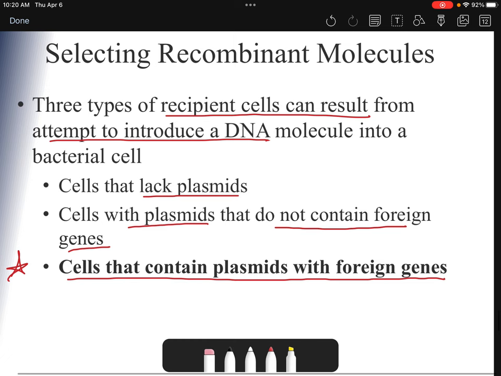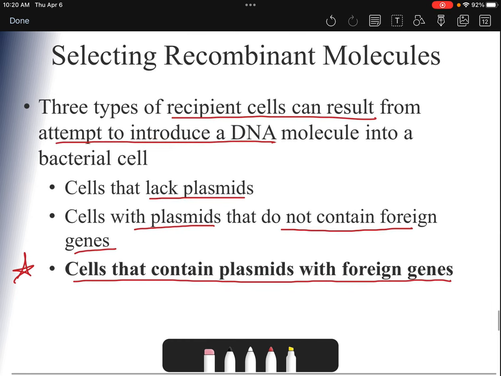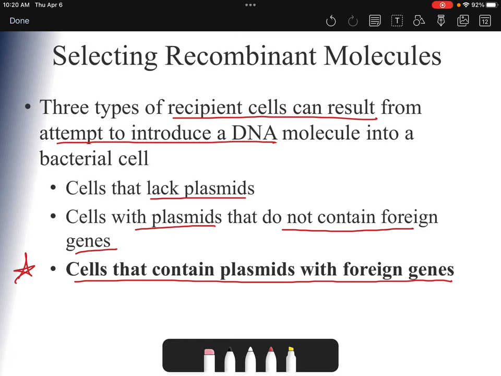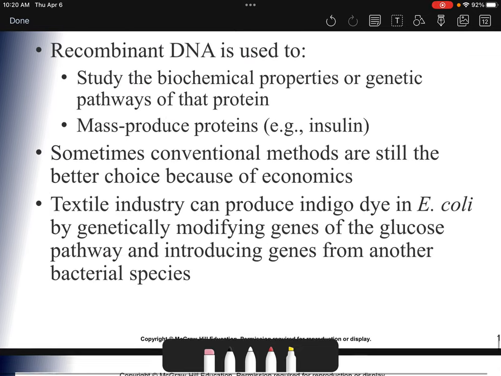And usually one of the things they'll do to test that, remember those plasmids have antibiotic resistance genes in them, they'll try to grow the bacterium on a plate that has the antibiotic in it. And if your bacteria can grow on that plate, then that means it has the antibiotic resistance gene, which means it has the plasmid. So then you're hoping that it also has the gene that you inserted into the plasmid. So that's one way they can check to see if you at least got the plasmid in.